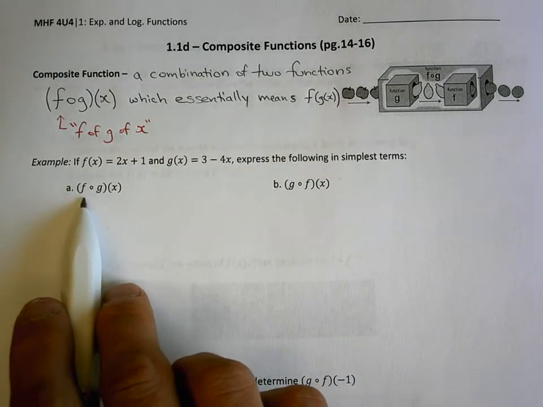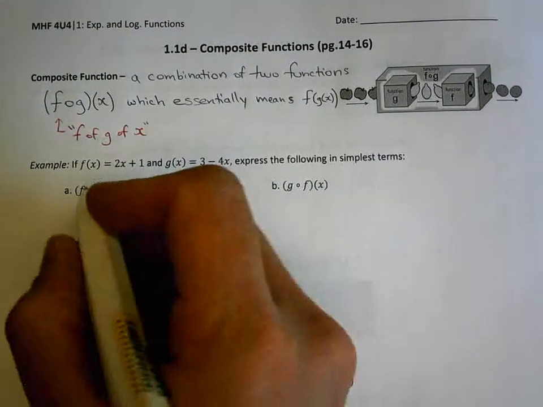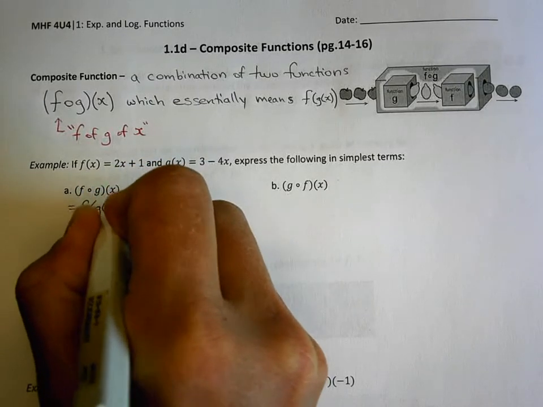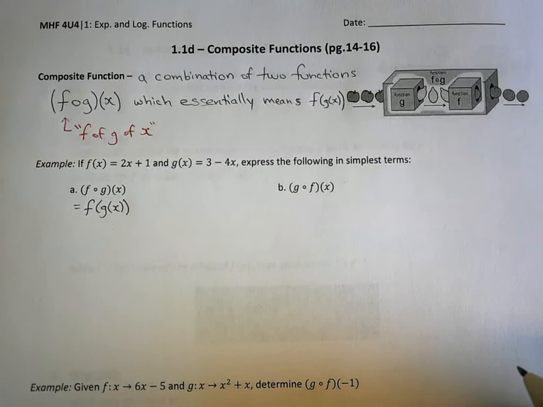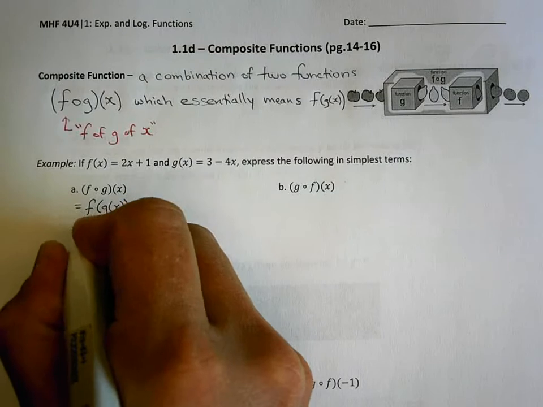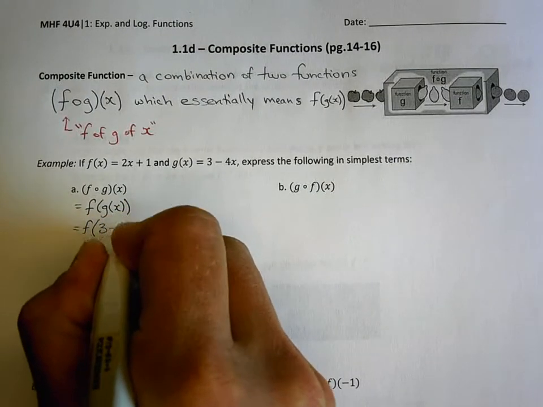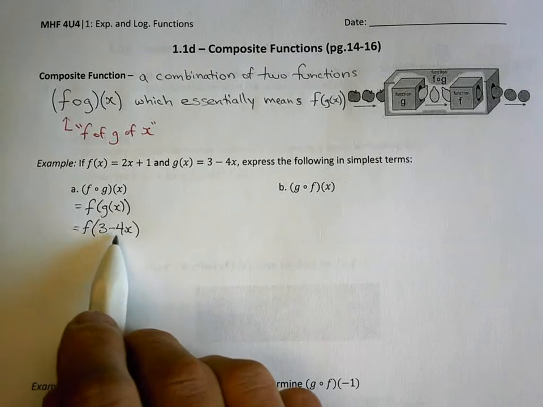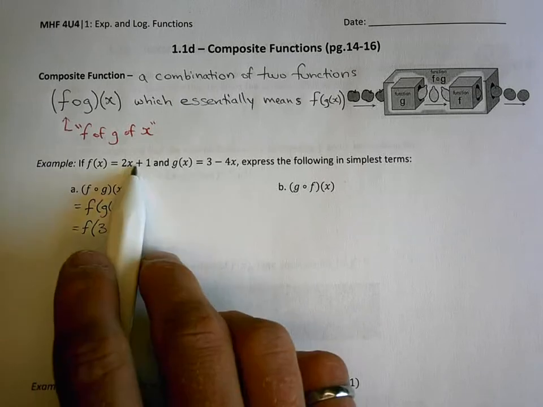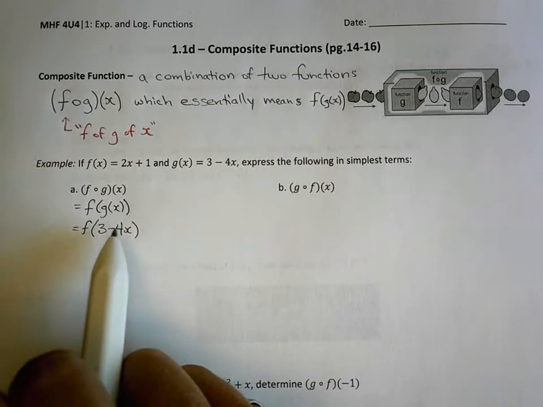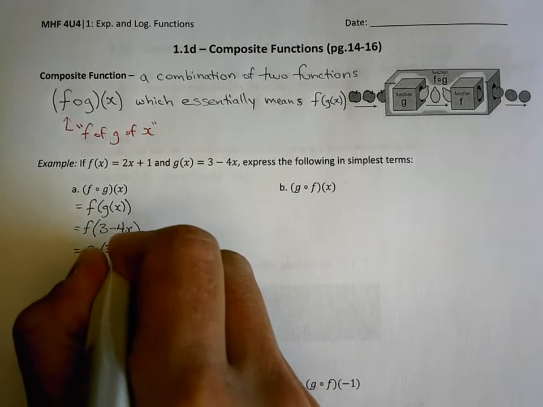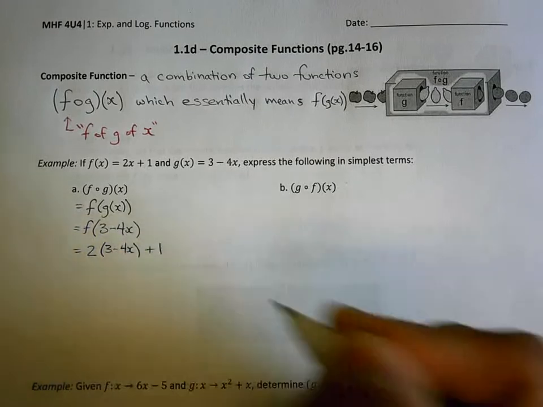f∘g at x, or f of g at x. So what I told you before, and I encourage you to do, is to rewrite this immediately as f at g at x. That makes it a lot simpler to understand. And now you know what g at x is. It's 3 minus 4x. So I'm going to sub that in. In prior lessons we had subbed in numbers. Well, today we're subbing in a function. So now I need to take my f function and take out the x and replace it with 3 minus 4x. So I have 2 times (3 minus 4x) plus 1.